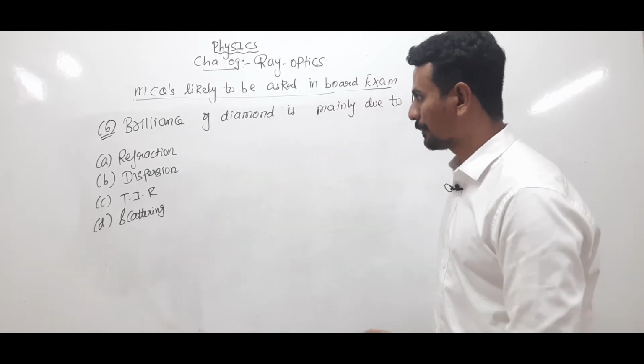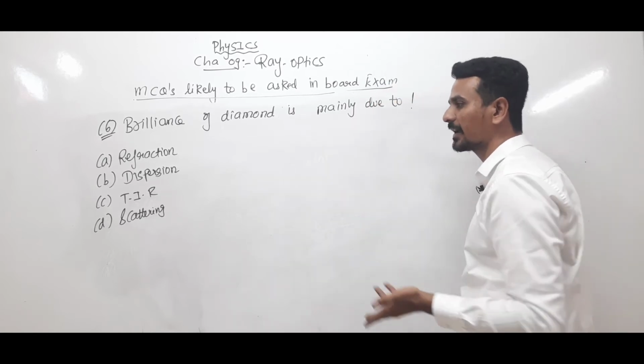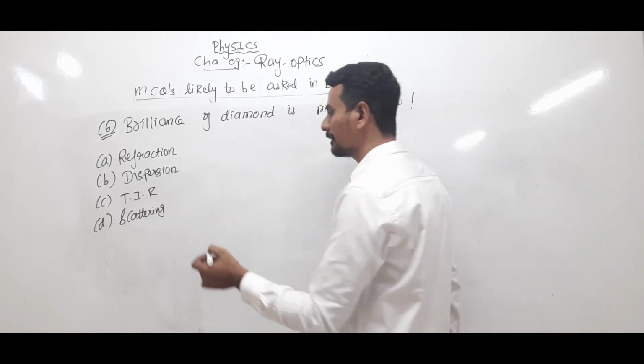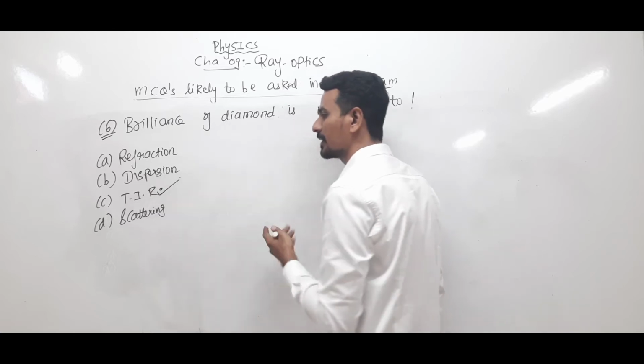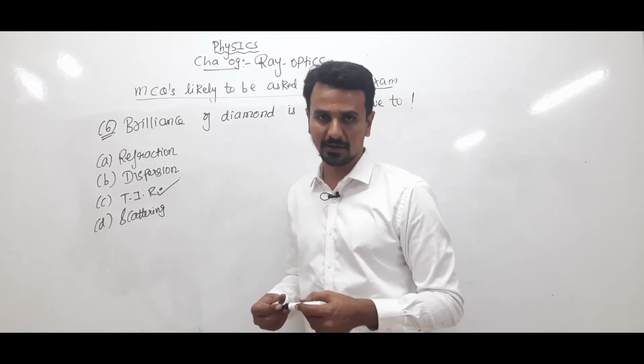Sixth one. The brilliance of diamond, the glittering of diamond, is because of, of course, total internal reflection. It is because of this total internal reflection that diamond is glittering. Clear? Fine. The next one.